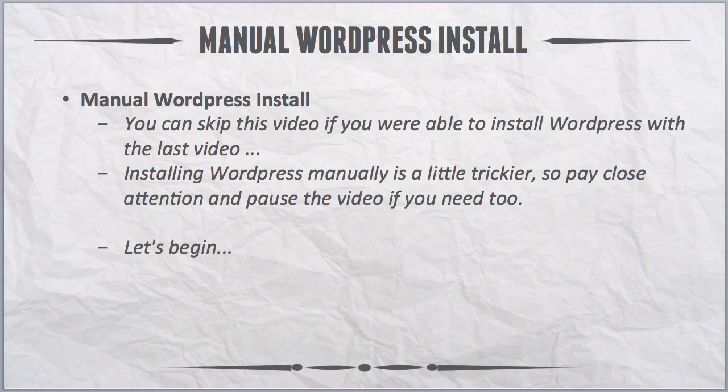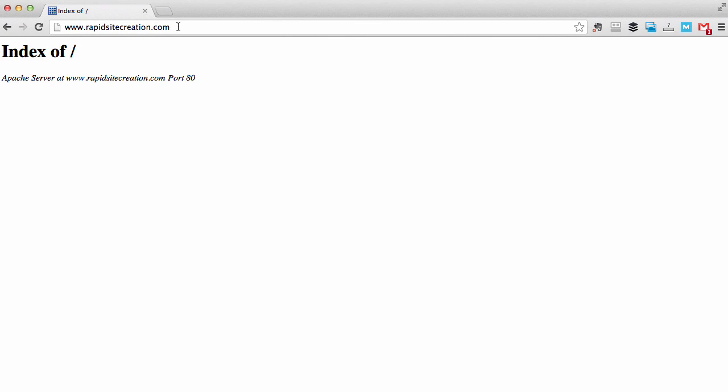Okay, so installing WordPress manually is a little trickier, so I want you to pay close attention to this video and please pause it if you need to. So let's get started. Okay, so we're back over at our website, and as you can see there is nothing on this site anymore. We've completely removed the automatic install, so we're going to start afresh with a manual install and show you step by step how to do that.